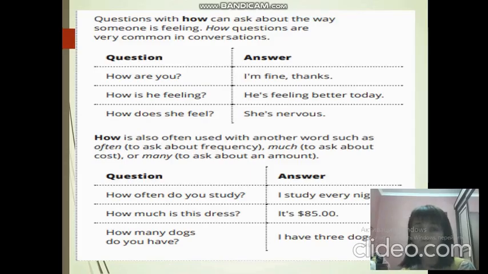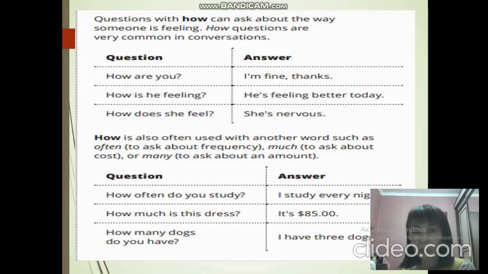Questions with how can ask about the way someone is feeling. How questions are very common in conversations. Question: how are you? Answer: I am fine, thanks. How is he feeling? He is feeling better today. How does she feel? She's nervous.